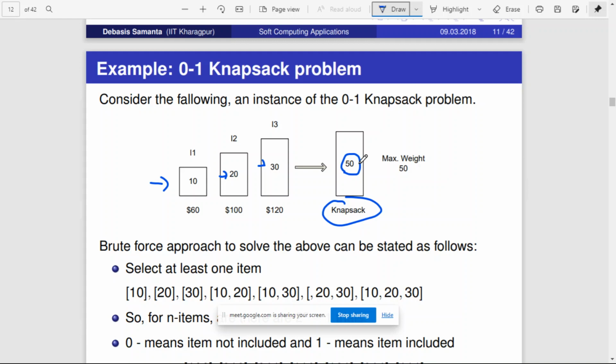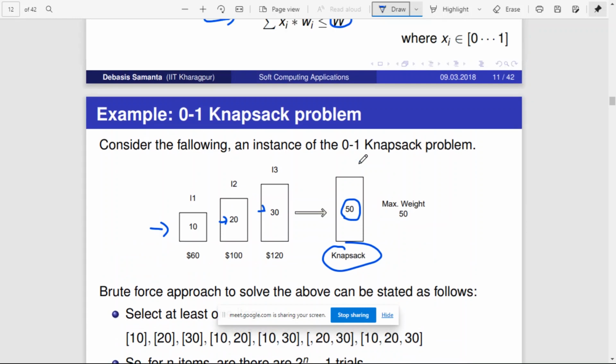Now could you say what are the possible combinations available here? I'm not asking anything technically. I mean, in brute force technique you can answer. Is the problem clear? These are the 3 items available in the shop: i1, i2, i3. The weight of i1 is 10 kg, i2 20 kg, i3 30 kg, and these are the costs. The knapsack size is 50 kg. It can hold totally 50 kg weight, not more than that.